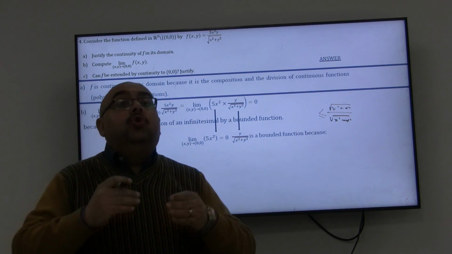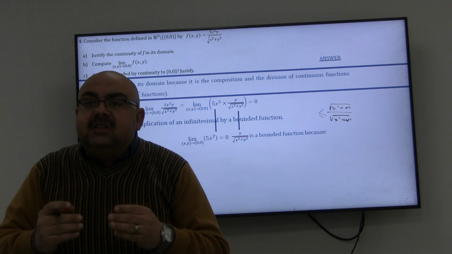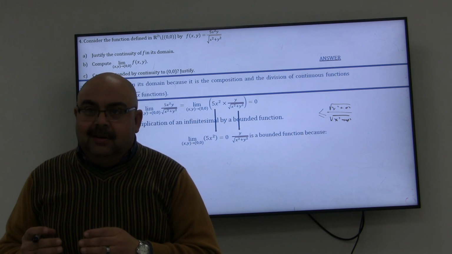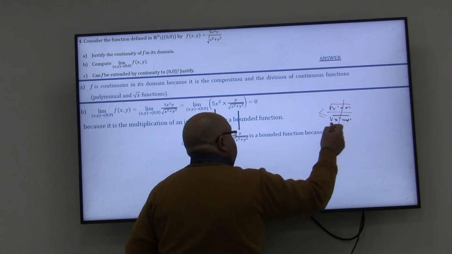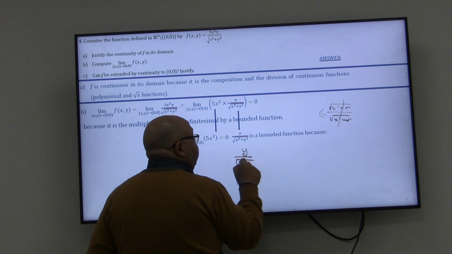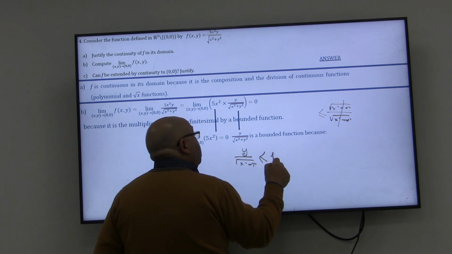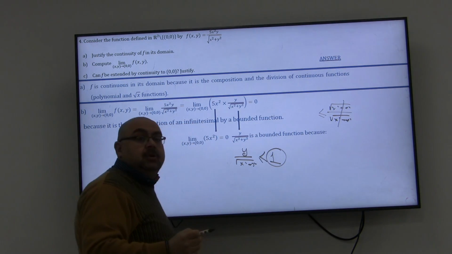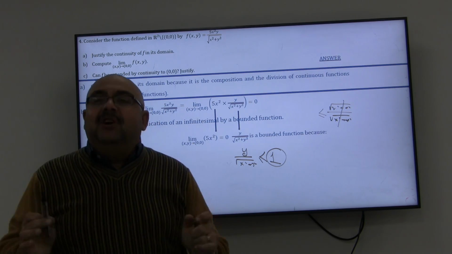Because you already saw it 2 weeks ago. You already saw this happening previously. So simply, I will eliminate these two together. Now I have that the function y over the root of x squared plus y squared is less than or equal to 1. That's the upper bound. What really matters for me at the time being is that it is a bounded function.